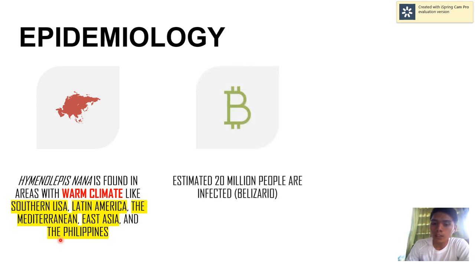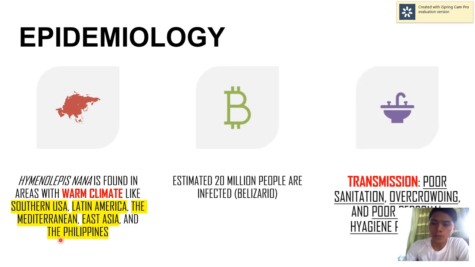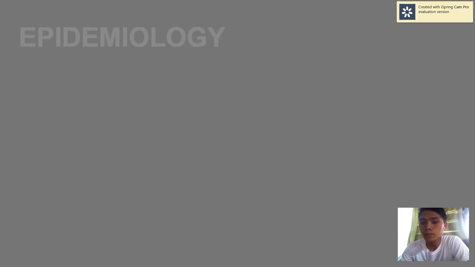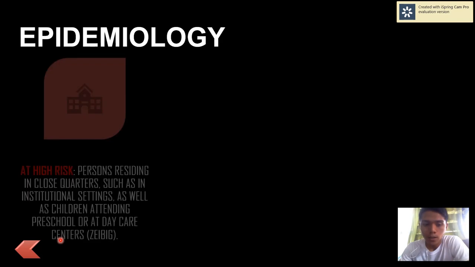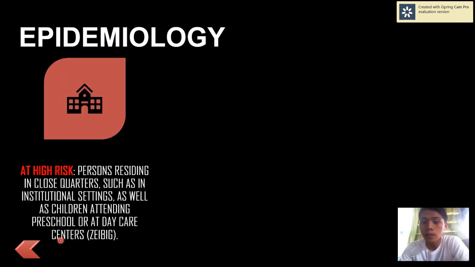An estimated 20 million people are infected with Hymenolepis. Transmission is because of poor sanitation, overcrowding, and poor personal hygiene practices. So it is an institutional or familial disease. The high risk group are persons residing in close quarters such as institutional settings, as well as children attending preschool or daycare centers, according to Xavier.